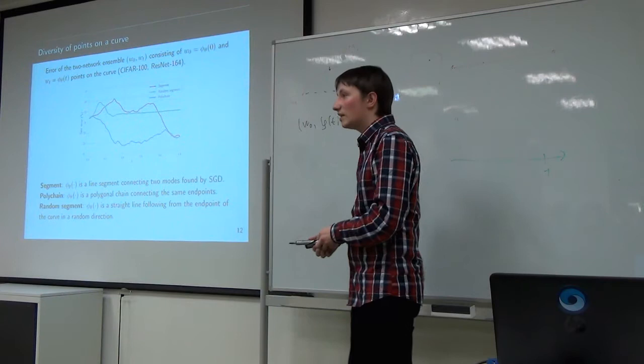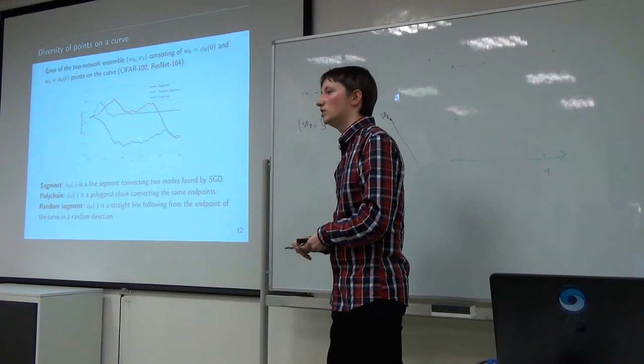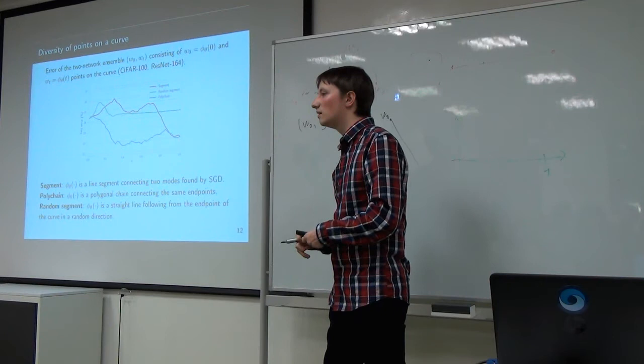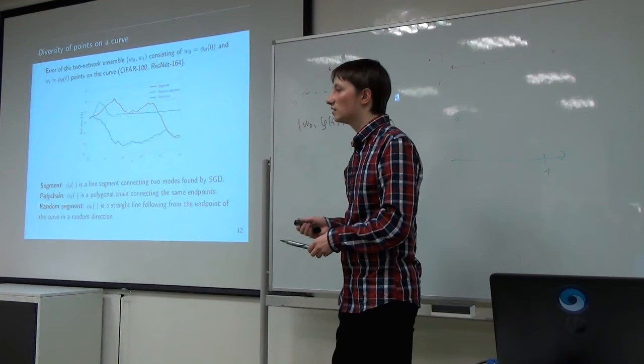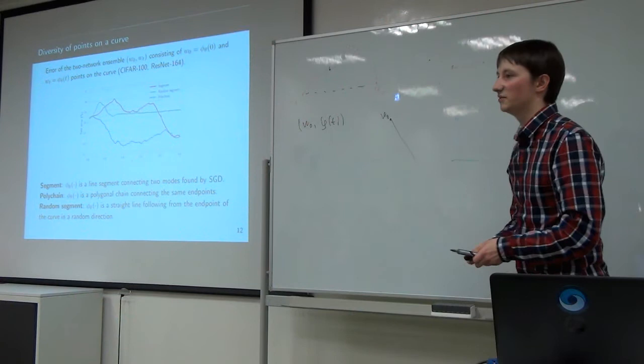Excuse me, I think I missed, what are the weights? Equal weights, just one half and one half. Aren't you supposed to move from W0 to W1? Yes. But not all the curves end at the same point. Yeah, the green line corresponds to a segment started from W0 pointing in a random direction.